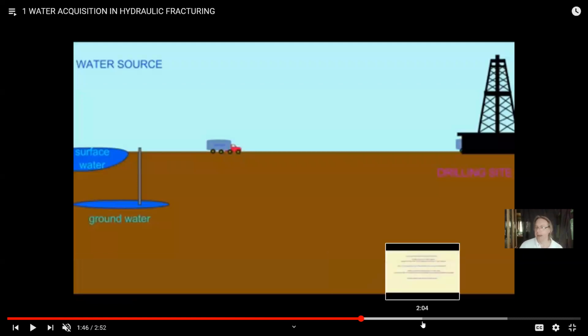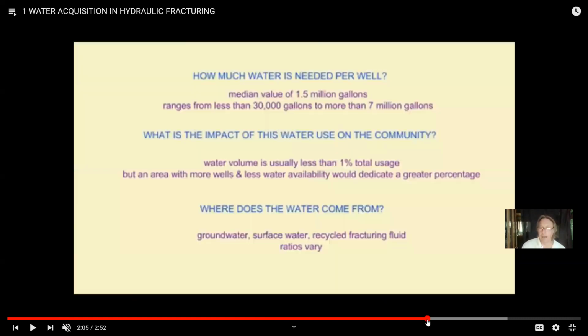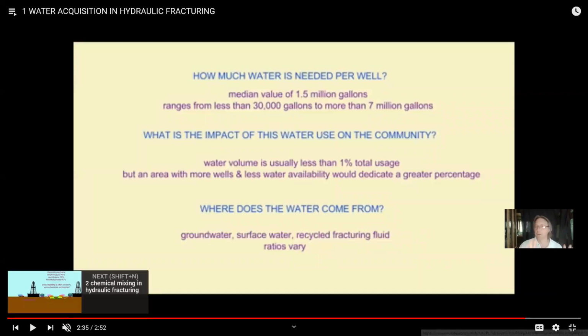Now, if an area has only a few wells and if water is abundant, this may not be a major impact. But if an area has a larger number of wells, and if water is scarcer in that area, then it could be a much greater effect on the community. And so there's this issue with water. Once again, all of these videos go into these in a little bit more detail.